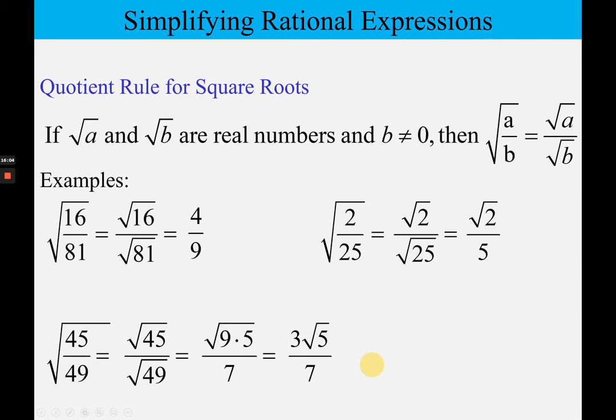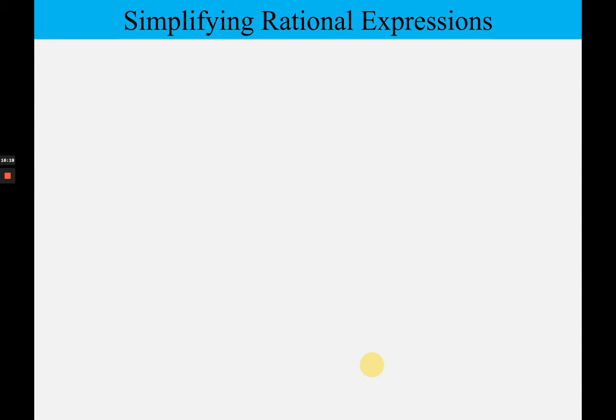Okay, so there are two properties or rules that you can apply: the product rule, which is factoring, and the quotient rule, which means you can split a fraction, a square root on top and a square root below. Here are more examples. See how it will help you with your problems.